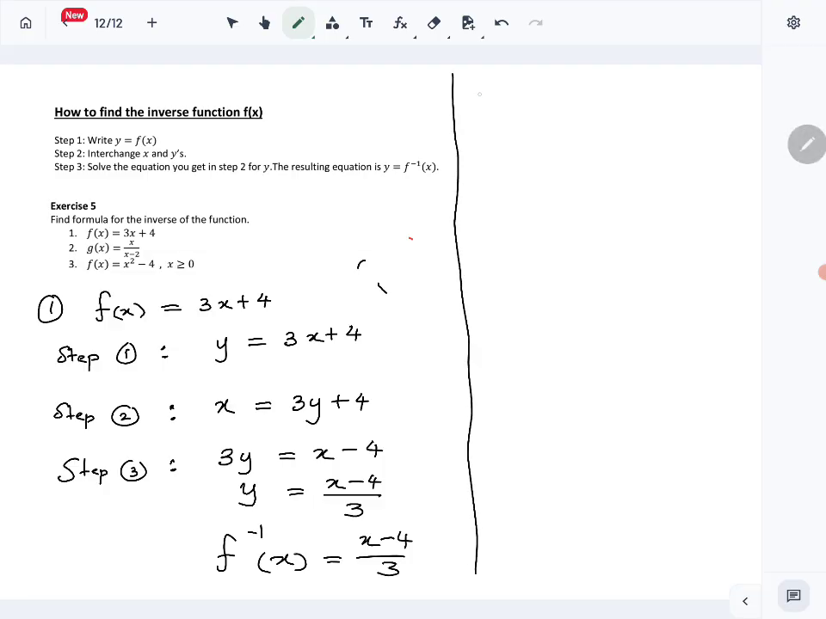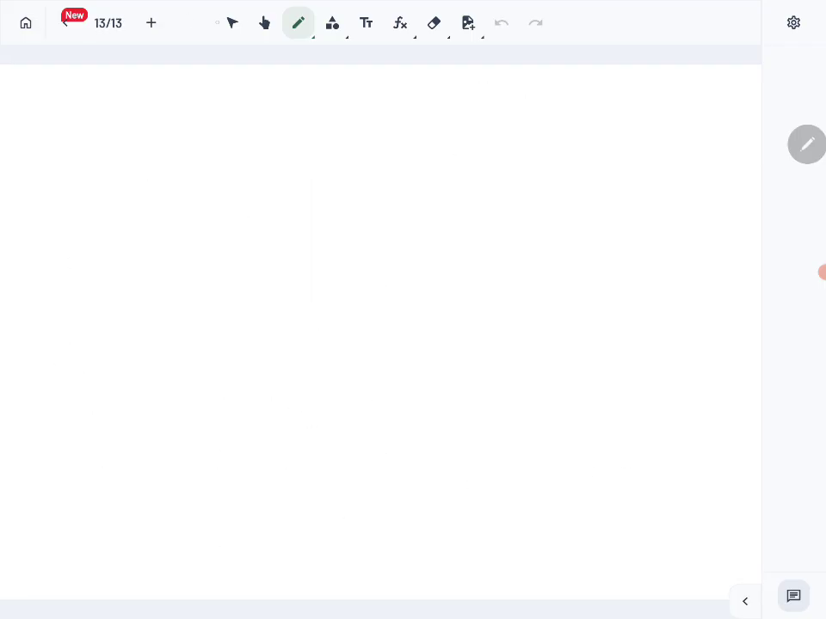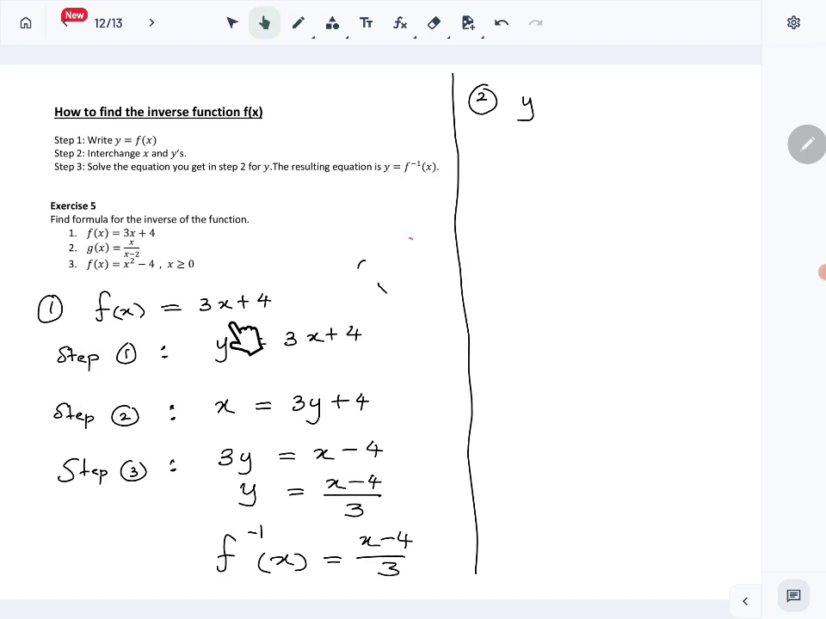Right, now let's do the second one. What is step 1? Whatever function you have, equal it to y. So here the function is x over x minus 2. So we equal it to y. Then what is the second step? Interchange the variables. Anywhere you see y, replace it with x. Anywhere you see an x, replace it with y. Right. So the second step is also done. Then what is the final step? This is our equation now. You have to solve it for y.